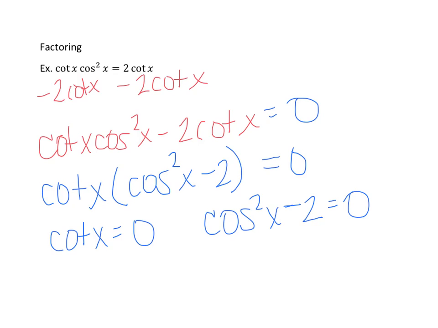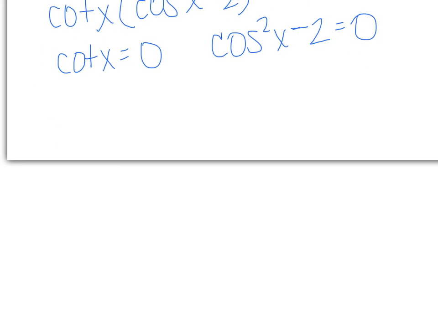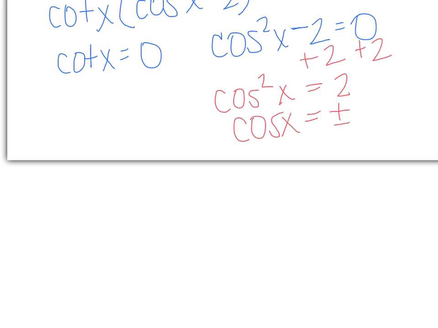Cotangent x equals 0 is already solved for. Cosine squared x minus 2, I need to add 2. Cosine squared x equals 2. Get rid of the square. Now cosine x equals plus or minus radical 2. We'll see what it looks like on the unit circle.